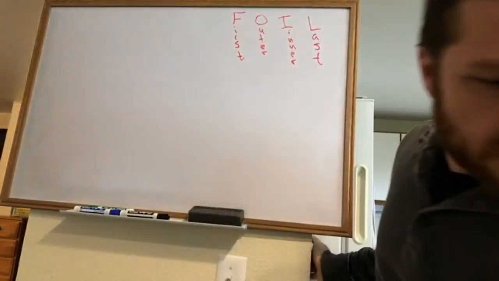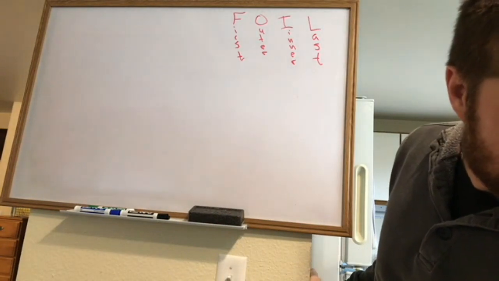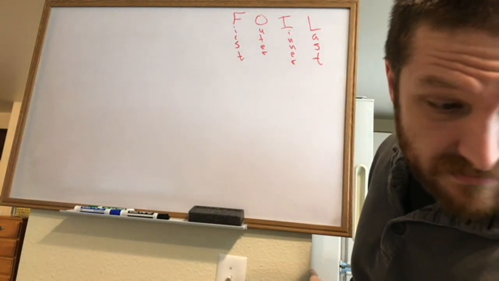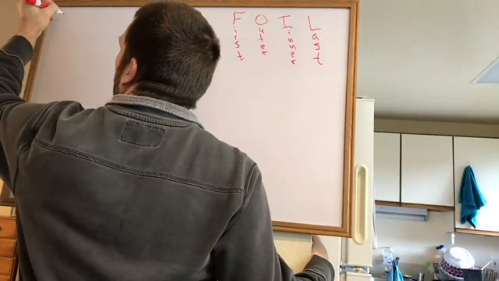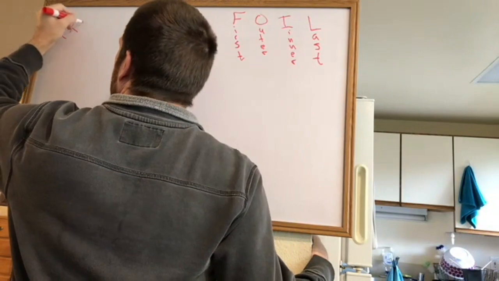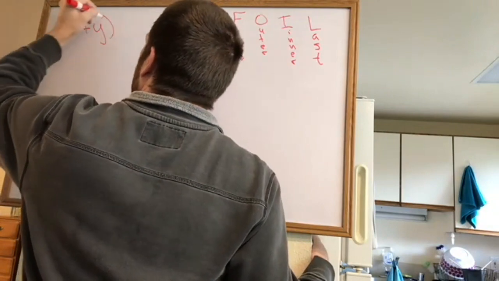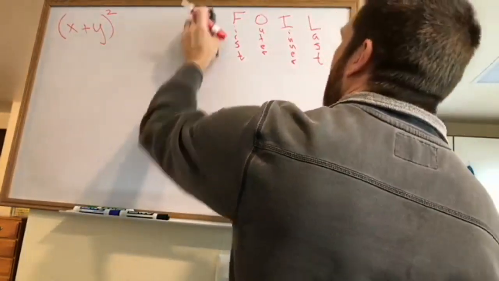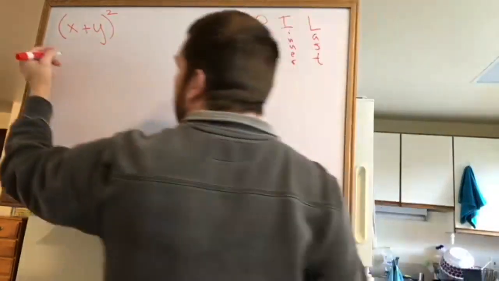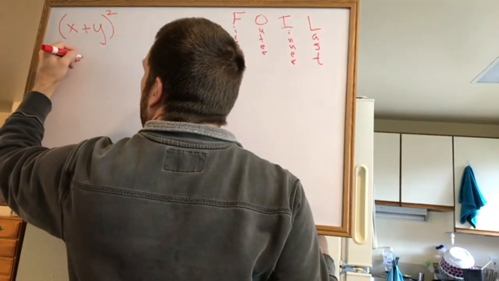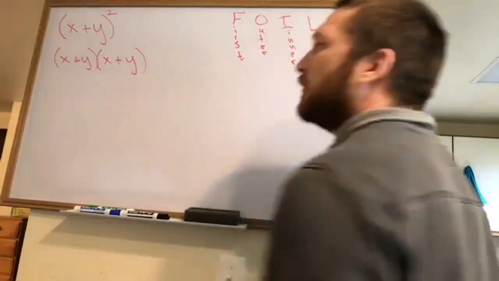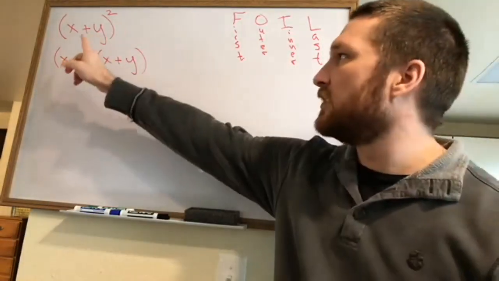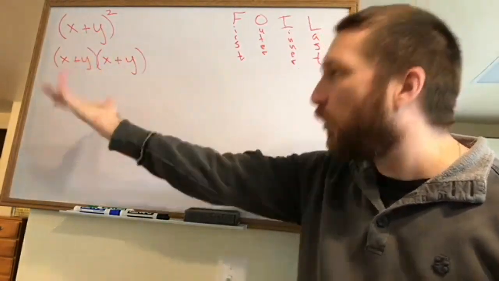Your book calls this squaring a binomial. This is called a perfect square. We're going to use x and y, and say, if I square that, and I'll leave this up here, well, there's a formula for it, but honestly, I think it's harder to remember the formula than to just do this and then FOIL it out.